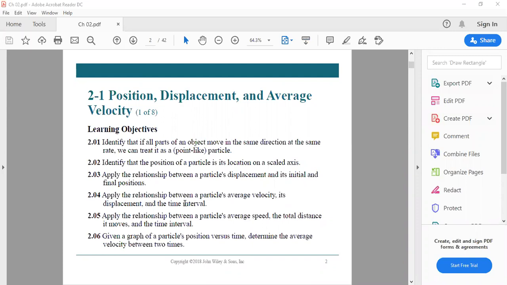We're going to apply the relationship between a particle's displacement and its initial and final positions. Apply the relationship between a particle's average velocity, its displacement, and the time interval. And we're going to apply the relationship between a particle's average speed, the total distance it moves, and the time interval. And then, given a graph of a particle's position versus time, determine the average velocity between the two times.